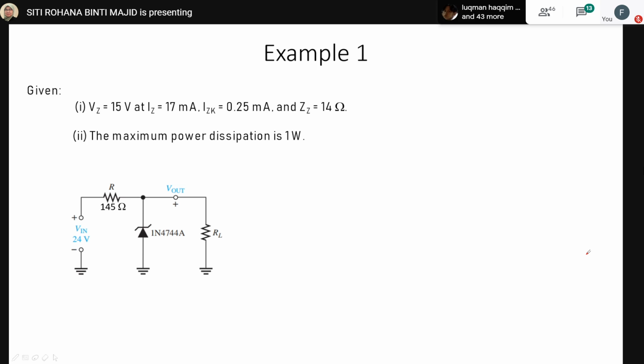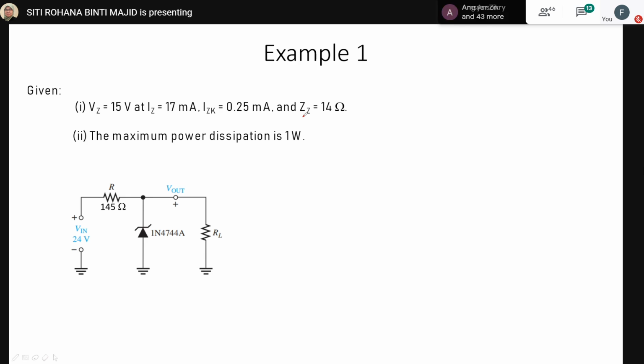We will discuss one example which is using a Zener. Let's say we have a simple Zener circuit as a voltage regulator. Given to us is some information like this, and the maximum power dissipation is 1 watt. In solving this kind of question, the first thing you should know is the meaning of these values. Understand well what the meaning of these values is and how each value is determined.